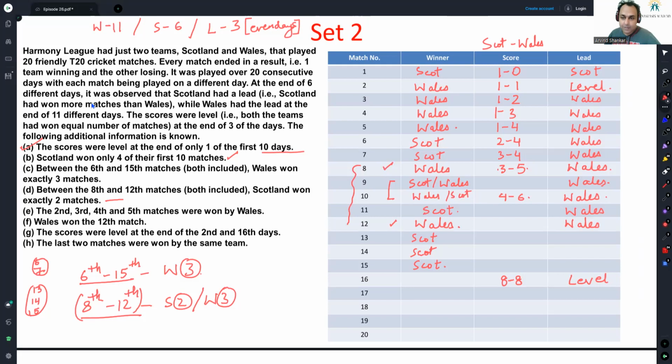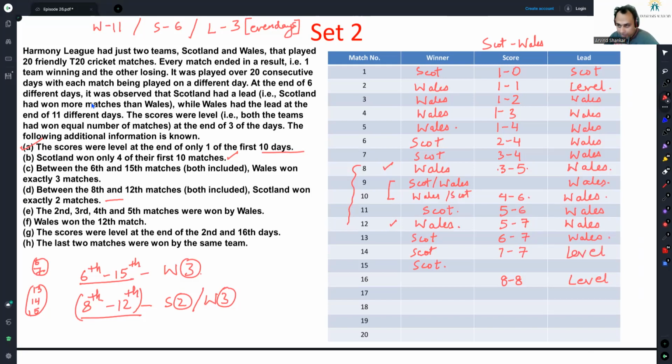If the 11th match is won by Scotland, score line here will be 5-6. Next match is won by Wales, so score line will be 5-7. Next match is won by Scotland, score line would be 6-7. Next match is won by Scotland, score line would be 7-7. For the third level situation, we know lead here is with Wales. So the next match, we know that it cannot be level again. Or do we know anything?